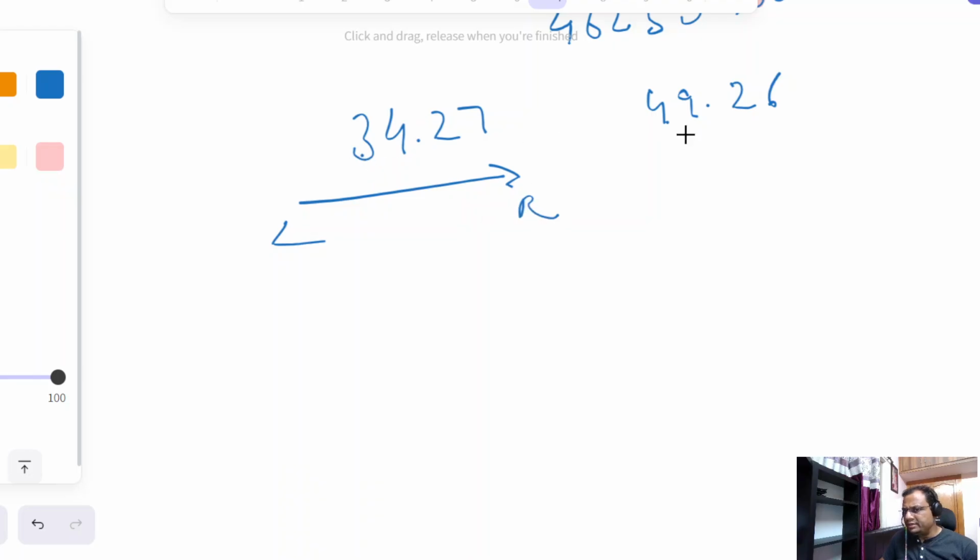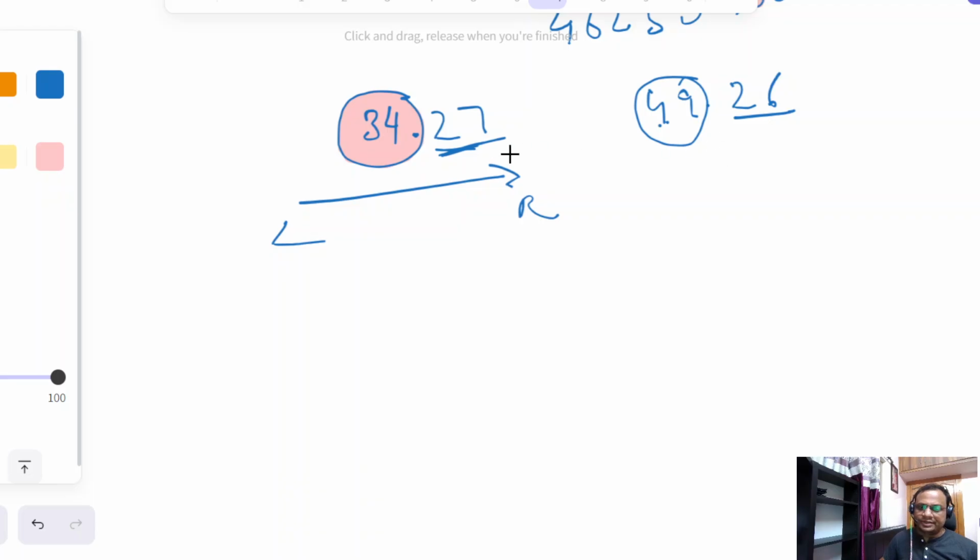So compare the number before the decimal. If it is 34 and here we have 49, definitely 49 is bigger than 34. Then you don't even have to look at the digits after the decimal. Just ignore them. So this number is bigger.